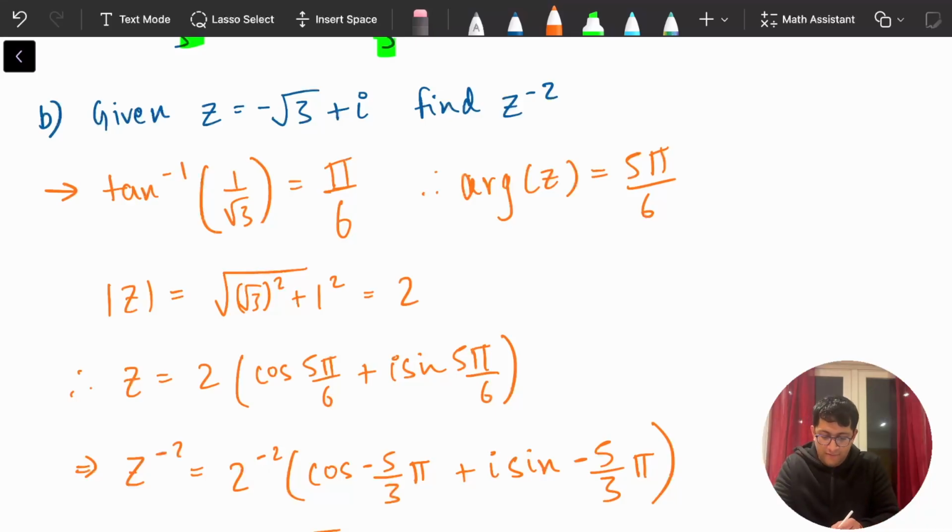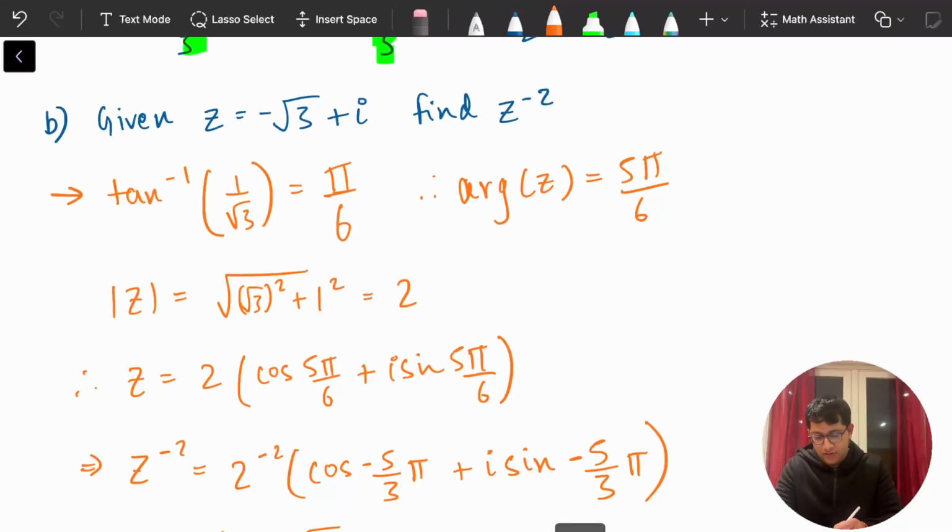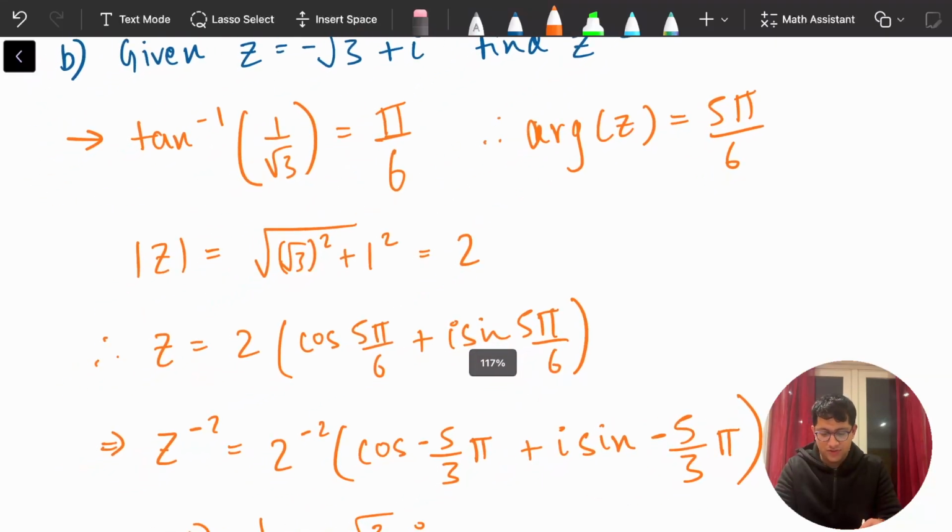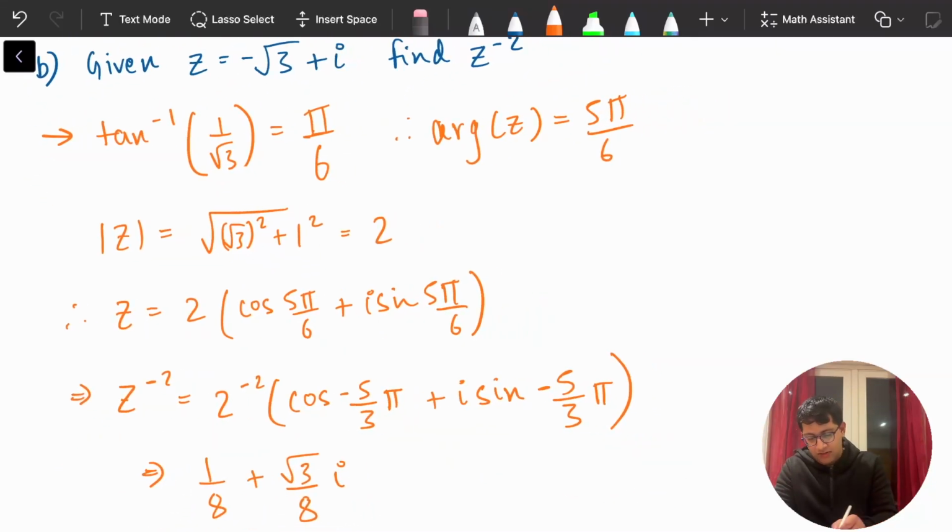Tan minus 1, find the argument, pi over 6. But because it's minus root 3 plus i, I know the actual argument is going to be pi minus pi over 6, which is going to be 5 pi over 6. And the modulus, Pythagoras, root 3 squared plus 1 squared, which is just 2. So in modulus argument form, this looks like this.